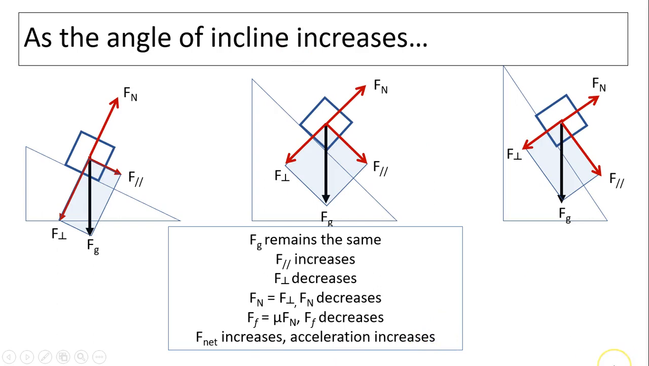That coincides with what we know in everyday life, right? As you increase the incline, the object is going to move down faster. This is why: the parallel component increases and friction decreases.